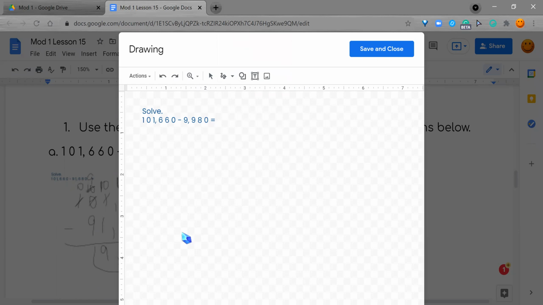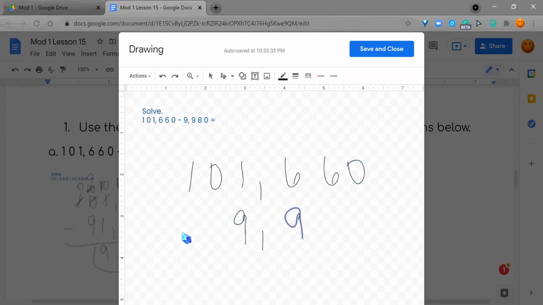So I'm going to go ahead and write 101,660. But this one, I just have 1,000. I actually have 9,000. So 9,980. Remember, I am subtracting. So again, it looks like I'm going to have to do multiples of regrouping.